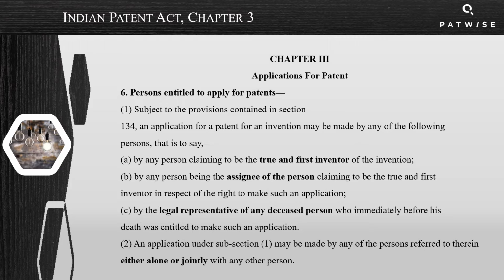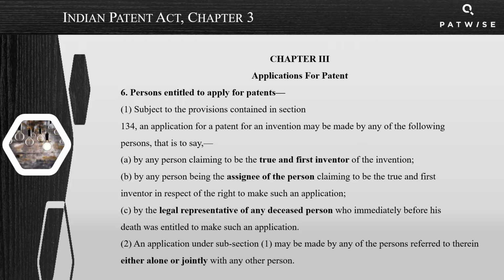One is a true and first inventor, which means the inventor himself. Or two, the assignee of the true and first inventor. If the inventor assigns his right or transfers his right to another individual or to another company or organization or university, then the individual, university or organization can also apply for the patent.